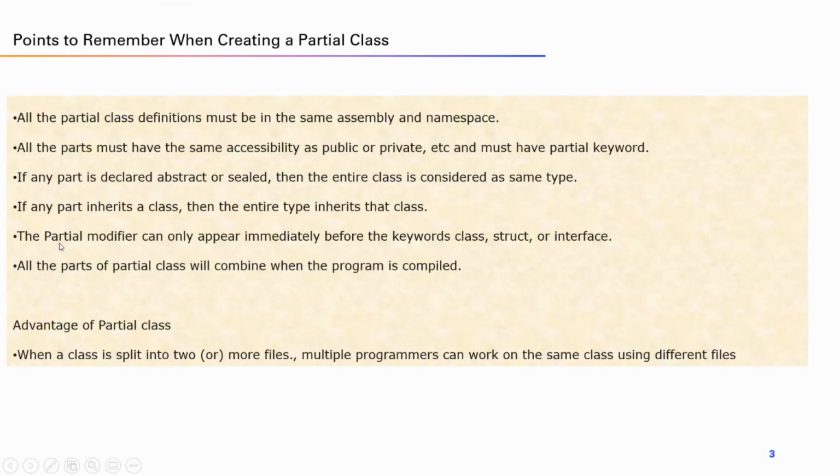The partial modifier can only appear immediately before the keywords class, struct, or interface. All the parts of the partial class will combine when the program is compiled. The advantage of partial class is that when a class is split into two or more files, multiple programmers can work on the same class using different files.